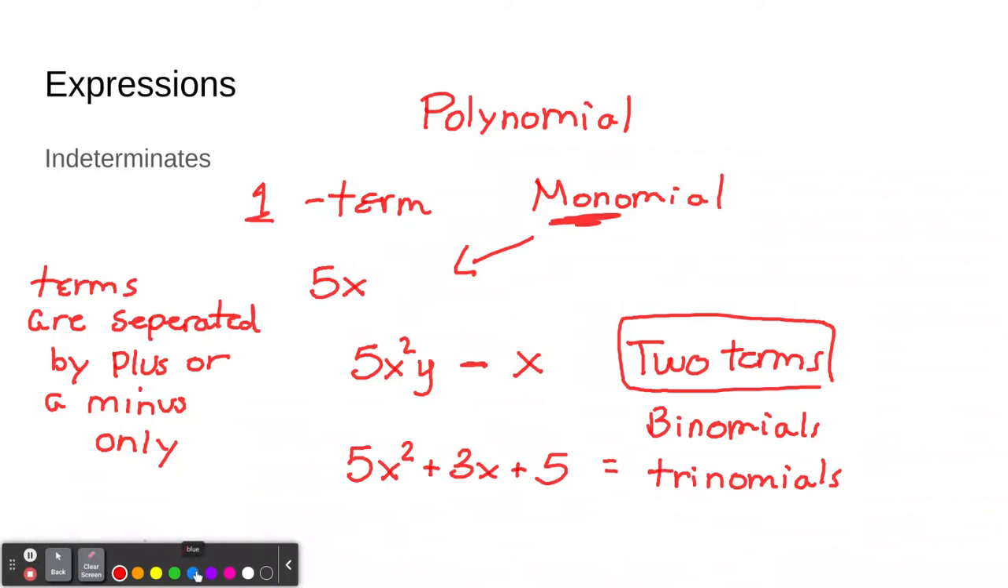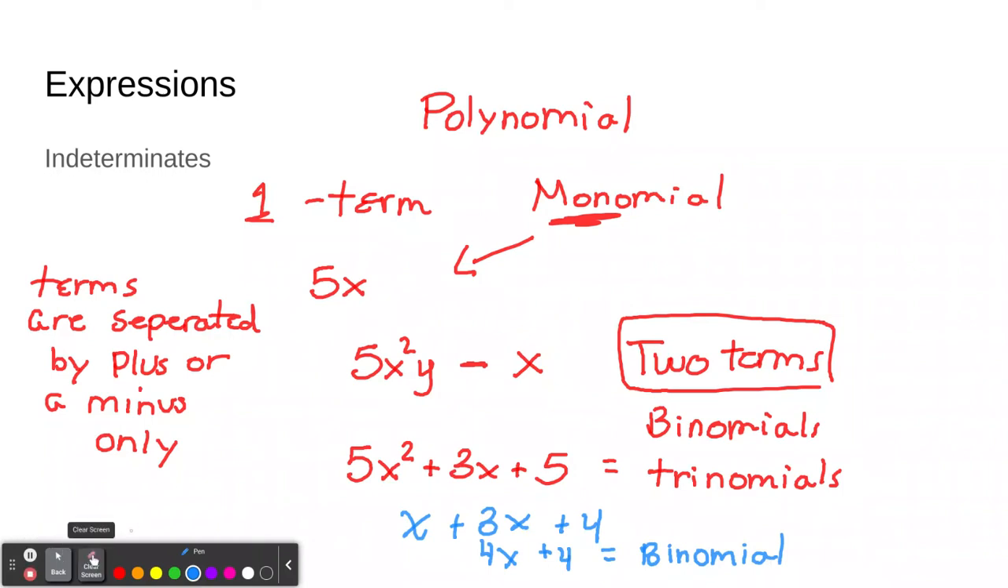So let's change the color. Use blue. What if I gave you x plus 3x plus 4? How many terms are there? Well, be careful, because you can also combine like terms. So x plus 3x is 4x, plus 4. So this would actually be just a binomial. And we'll talk about combining like terms in a minute.